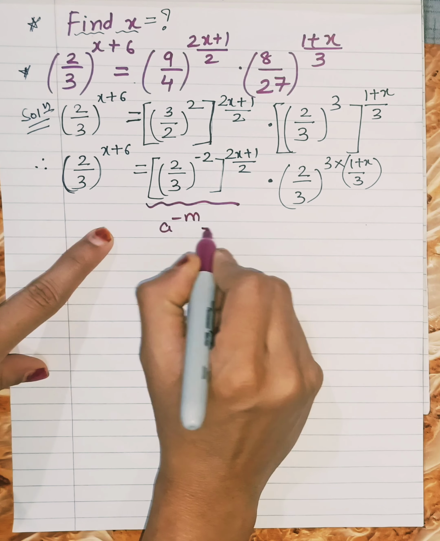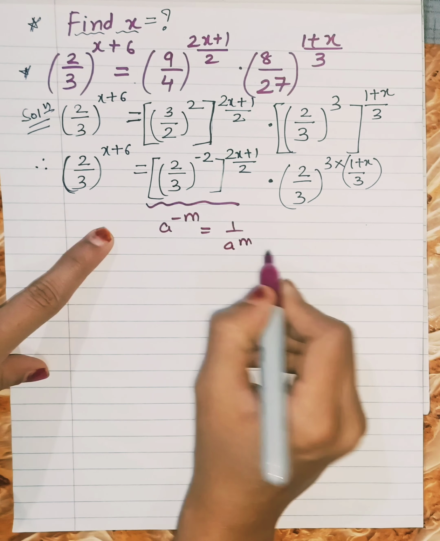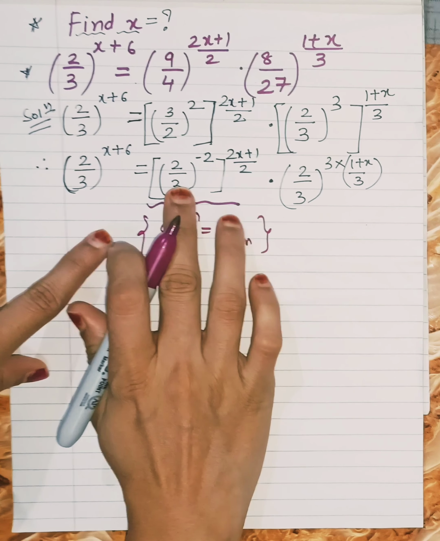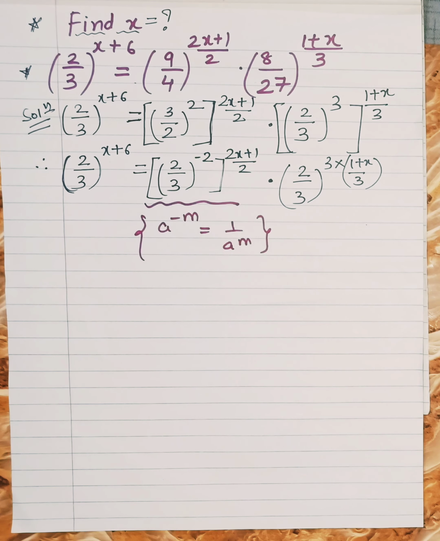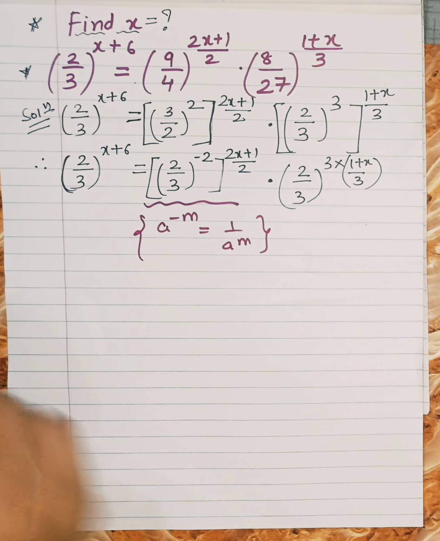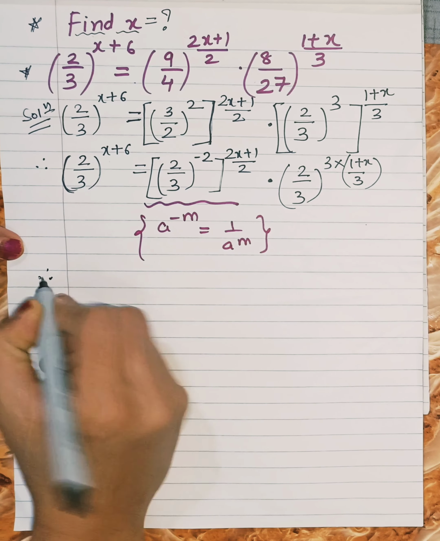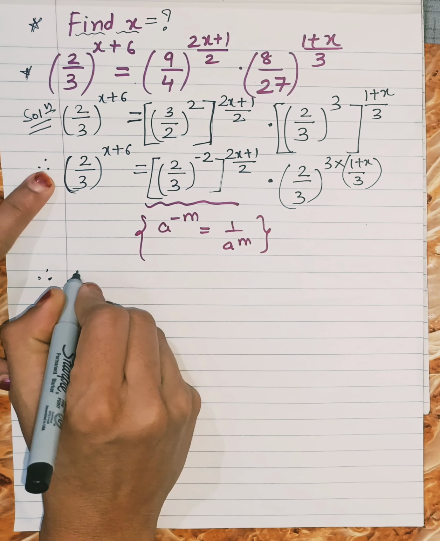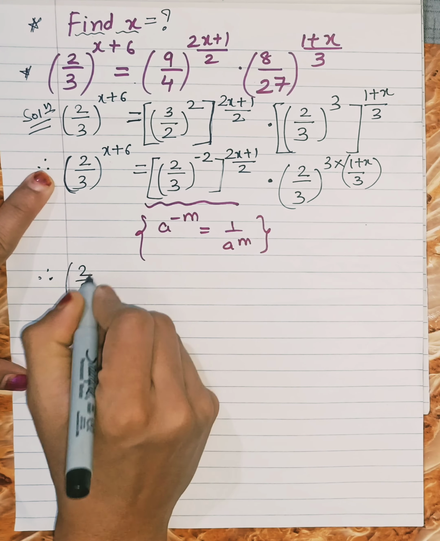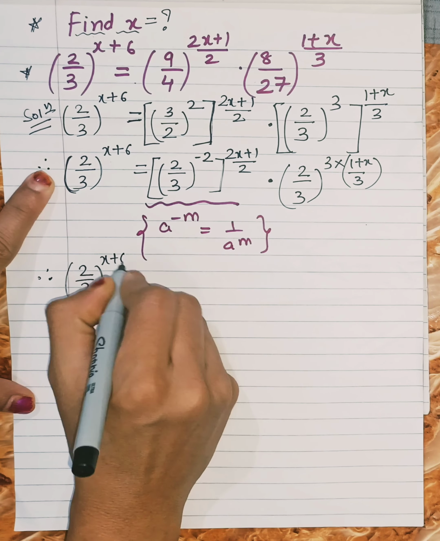A raised to minus m is equal to 1 upon a raised to m. So this rule we have applied here, and that is why we are getting negative 2 in the power. I hope now it is more clear. Now further moving ahead, this part, (2/3)^(x+6), we will keep as it is.